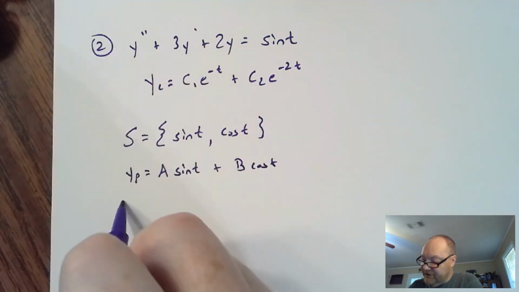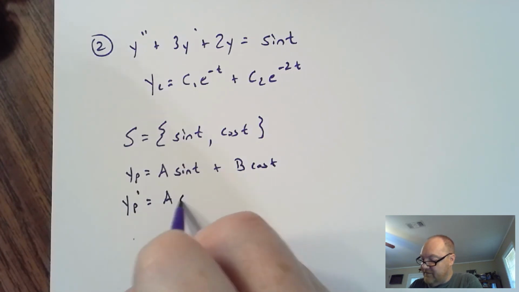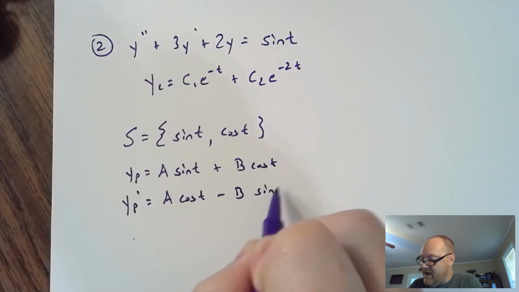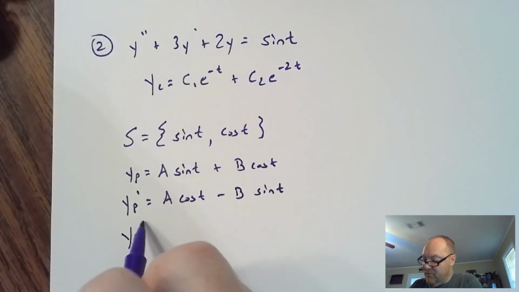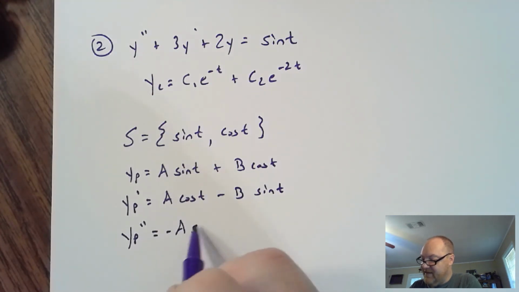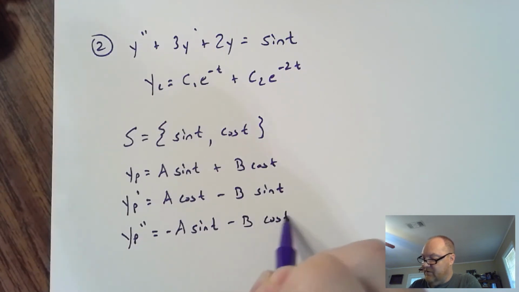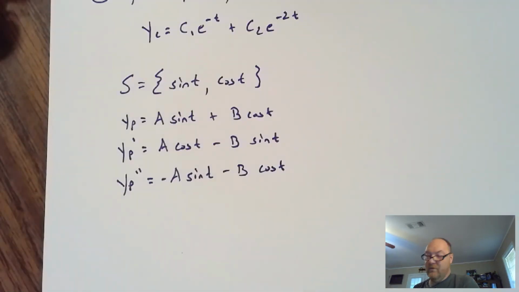And I want to differentiate. The derivative of sine is cosine. The derivative of cosine is negative sine. And I need a second derivative as well. So the derivative of cosine is a negative sine. And the derivative of sine is cosine. So let's plug all of that into our original problem.